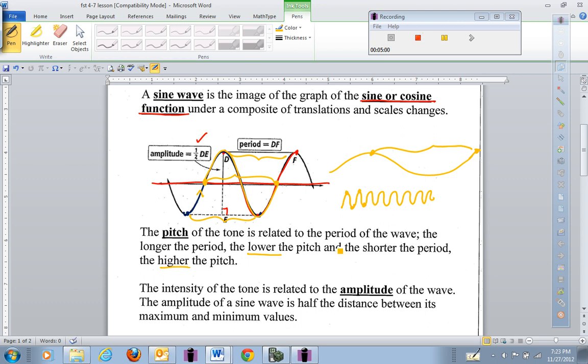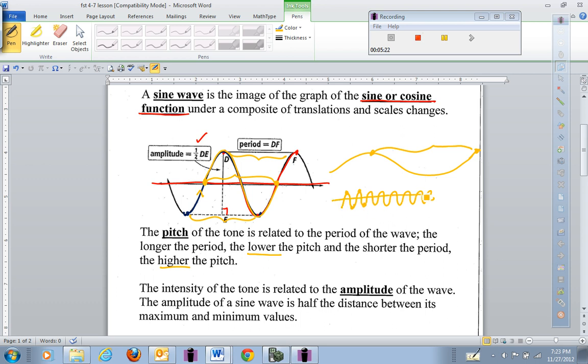The intensity of the tone, so the loudness of it, is related to the amplitude of the wave. The amplitude of a sine wave is half the distance between the maximum and minimum values. So if this just goes up the normal amount and down the normal amount, then that would be considered maybe the parent function.